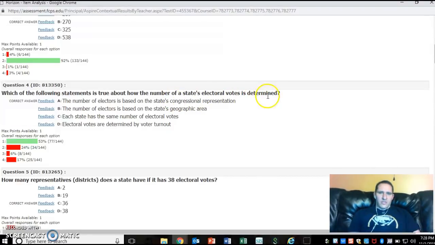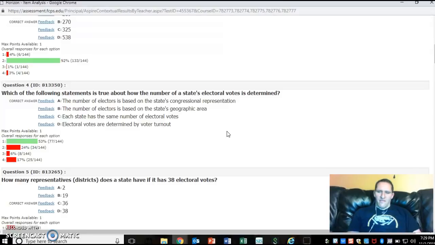How are electoral votes determined? Well, the more people you have in a state, the more districts or representatives you have, therefore the more congressional representation you have. A lot of you picked the number of electors is based on geographic area. Well, Alaska, the biggest state, only has 3. And Rhode Island, the smallest state, only has 4, which is more than Alaska. So that couldn't be true.